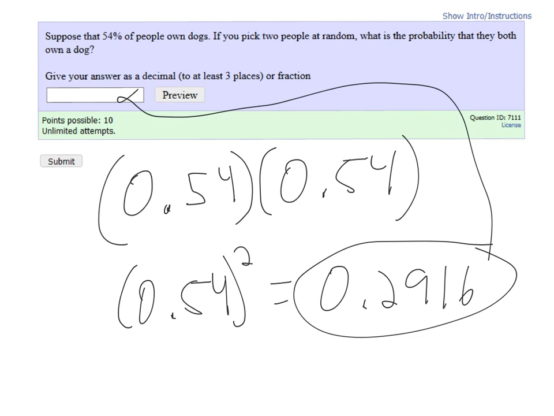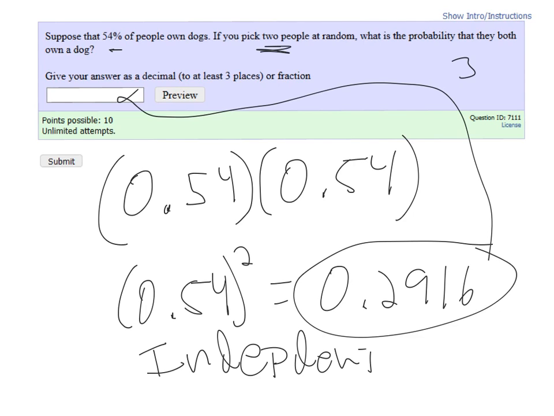Okay? So when you're dealing with more than 2 people, if you have 3 people, I would raise it to the third power, multiply it by itself 3 times. This probability doesn't change in this case because the important thing, as I said, is that these are independent events.